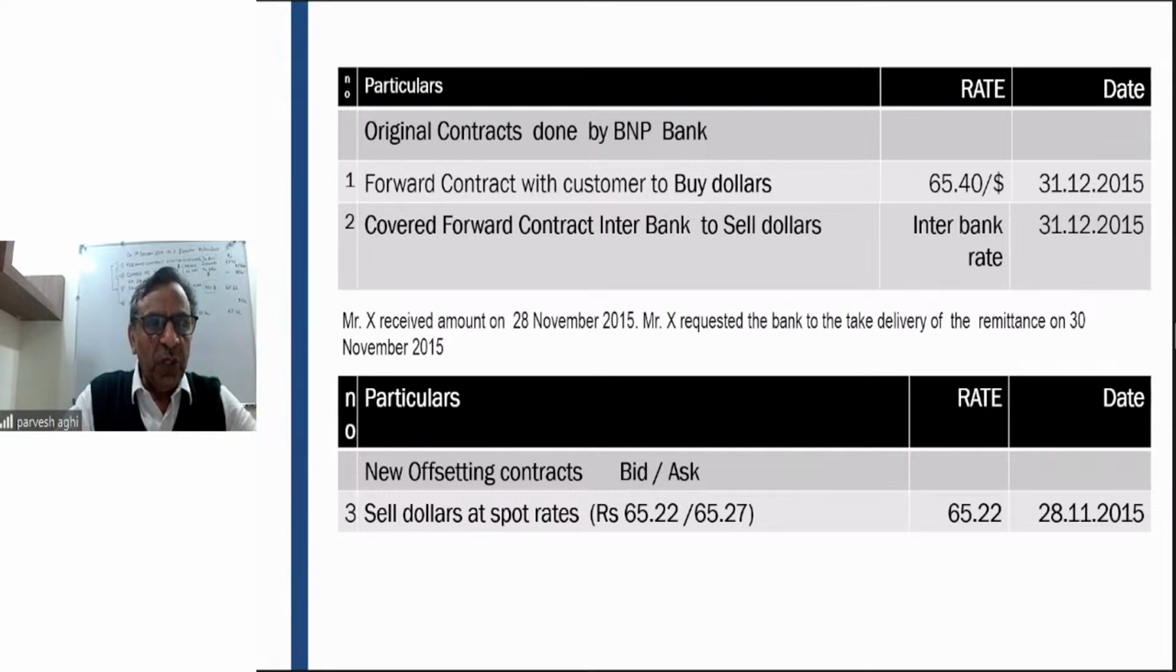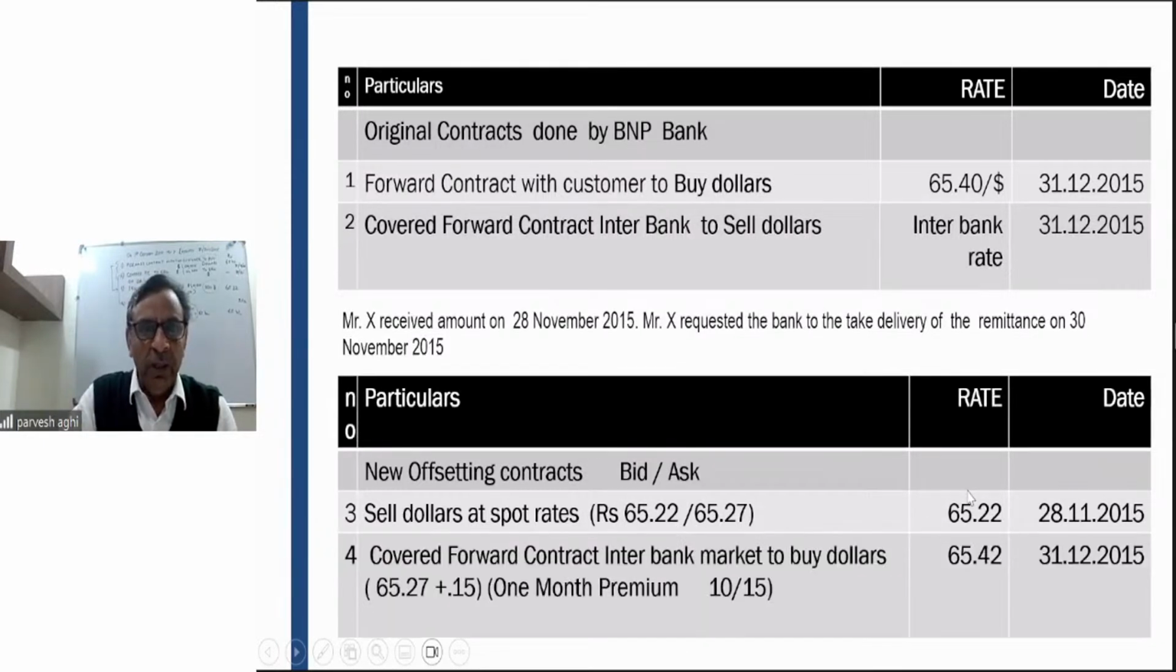So there will be two new offsetting contracts which the bank is going to enter. First, they are going to sell the dollars because now they have received the dollars from the customer and they have paid him. They have paid him 65.40, which is written here. So they are going to now sell these dollars. So this first contract will get offset with a third contract. So they are going to sell these dollars. Okay. So when they sell these dollars, they are going to get the bid rate, which is 65.22.